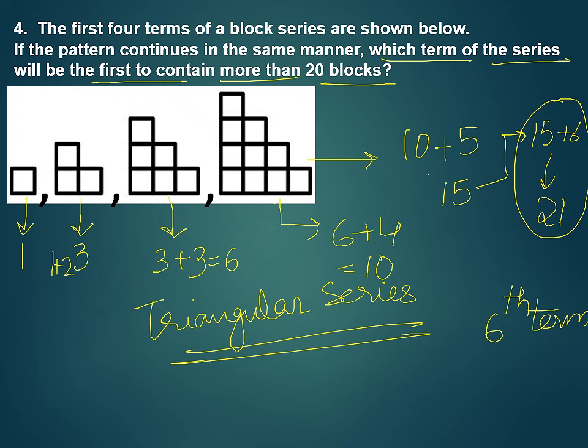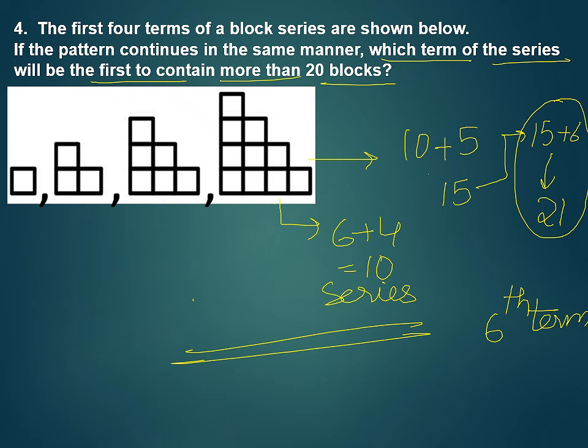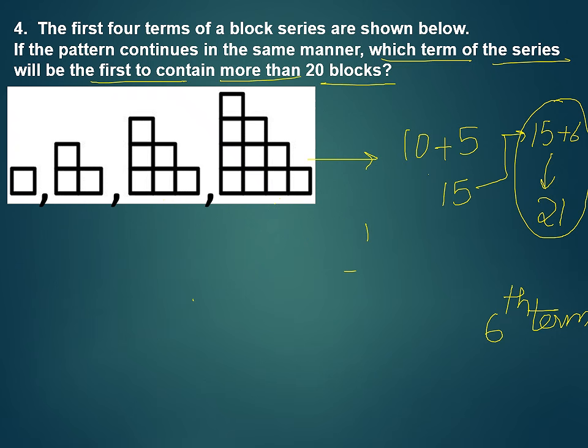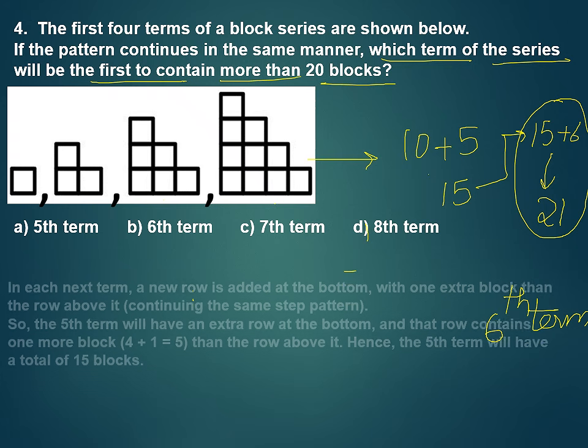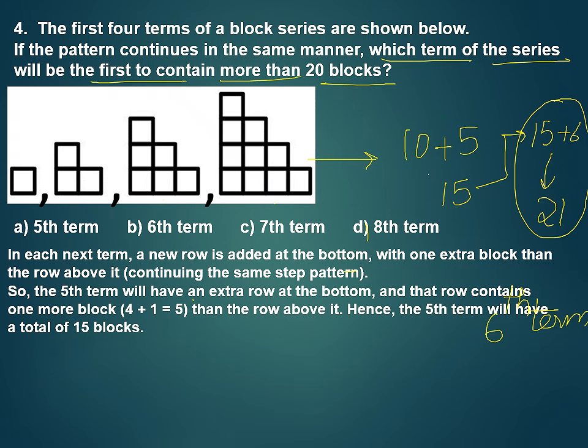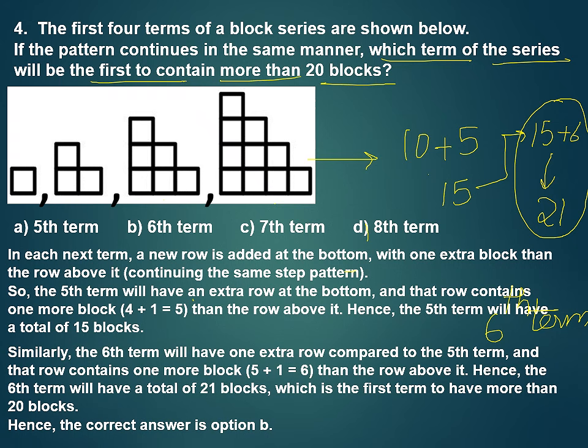Let's see the well presented answer for this. We have the options: fifth, sixth, seventh or eighth term. So in each next term, a row has been added to the bottom with one extra block. Like it was 1, then 2 was added. To 1 and 2, 3 was added. To 1, 2 and 3, 4 was added. So that row contains one more block, that is 5 terms.